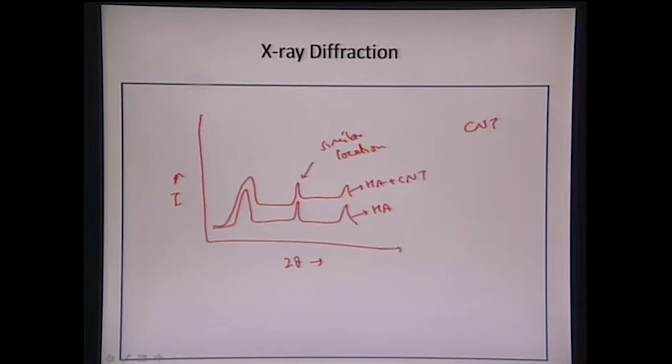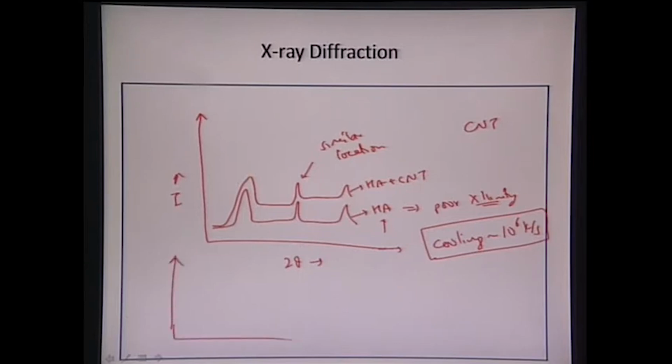So we have HA plus CNT, it will show similar peaks, but the difference will be that hydroxyapatite itself will have poor crystallinity, because it doesn't get much time, it doesn't get much heat in terms of achieving a slower cooling. So it tends to get amorphous, because the cooling in plasma spraying is of the order of 10 to the power 6 kelvins per second. With such high cooling rates, it is very easy for some amorphous structure to get generated. So ideally we see some broadening of this particular peak in hydroxyapatite.